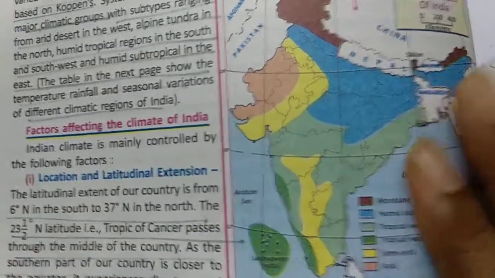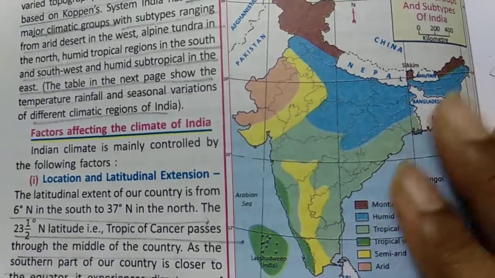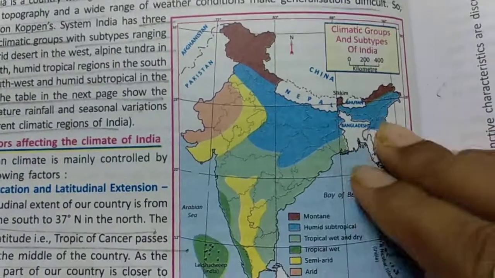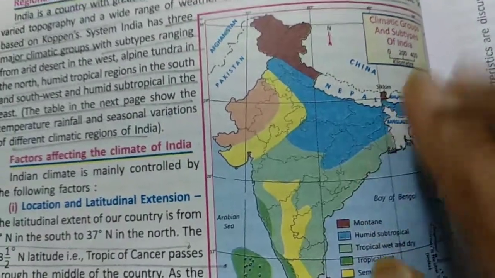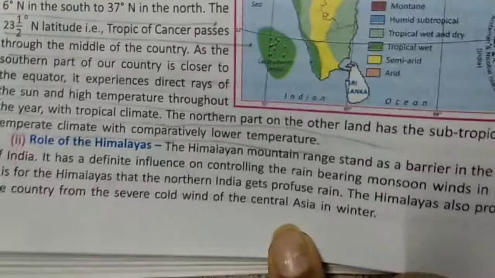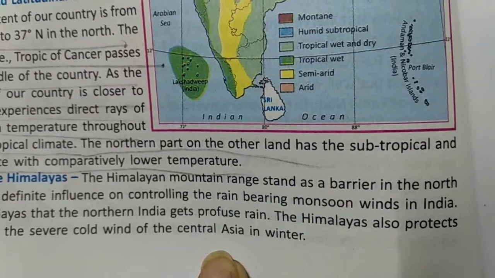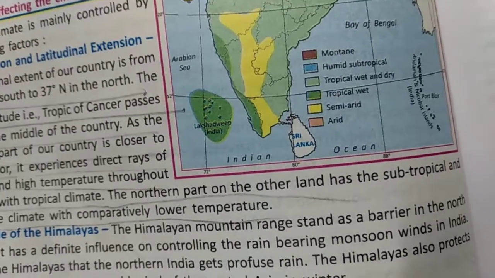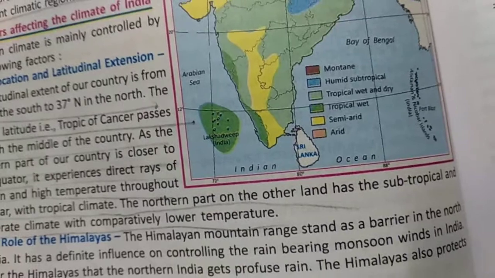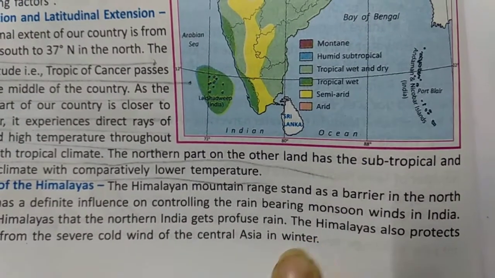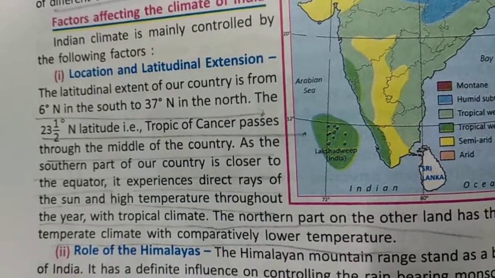Now, why is it so? Because of the great Himalayan range. As we know, in the north of India, starting from Kashmir to the northeastern part of India, the whole area is covered with the great Himalayan range, which stands as a barrier in the north of India. It has a definite influence in controlling the rain-bearing monsoon winds in India. It is due to the Himalaya that the northern part of India gets profuse rain, because the Himalaya prevents the monsoon wind from leaving. The Himalaya also protects our country from the cold wind of Central Asia in winter and the wind that comes from Siberia.